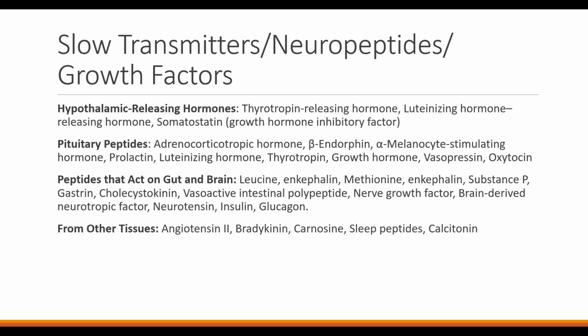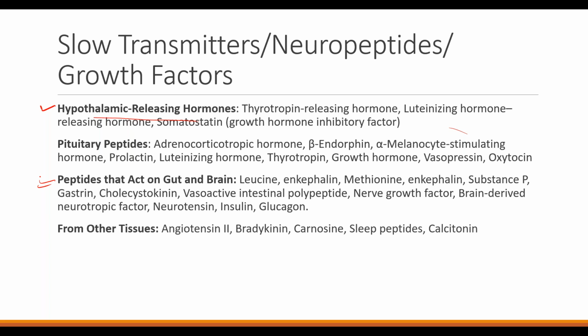What about slow transmitters? Neuropeptides are known as growth factors. They are also called slow transmitters. Some of them are hormones and some of them are related peptides. For example, from the hypothalamus there are releasing hormones: thyrotropin releasing hormone, LHRH, somatostatin. Pituitary peptides are there, all the pituitary hormones you can see here. Then there are some peptides which act on the gut. They're all the GIT hormones, which you will read in GIT again, and a few other local neuropeptides.